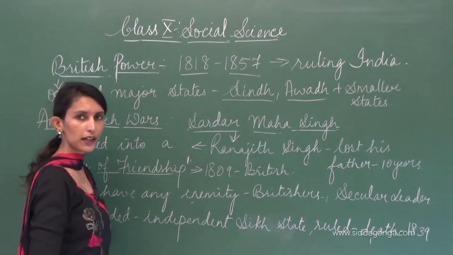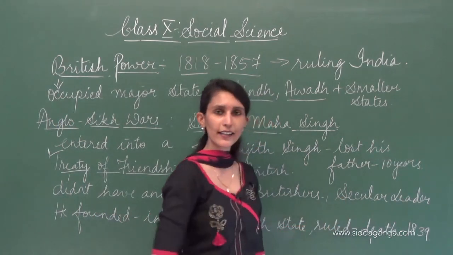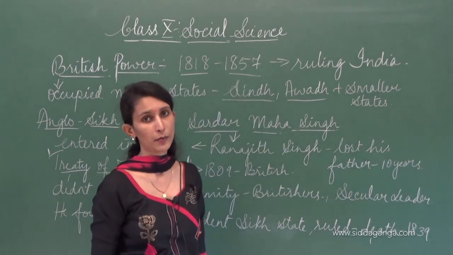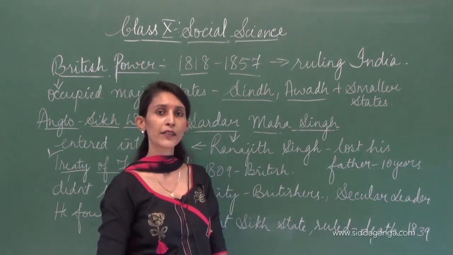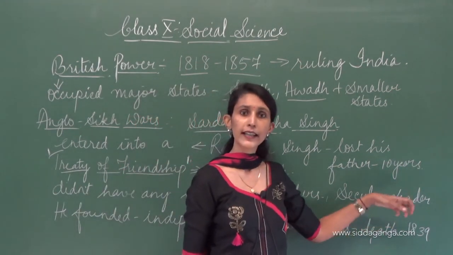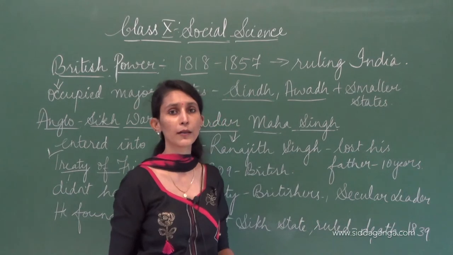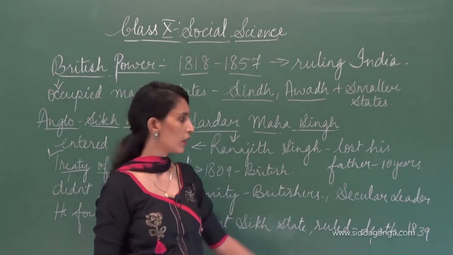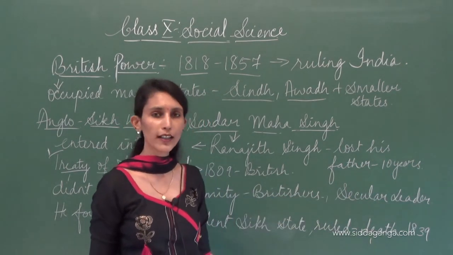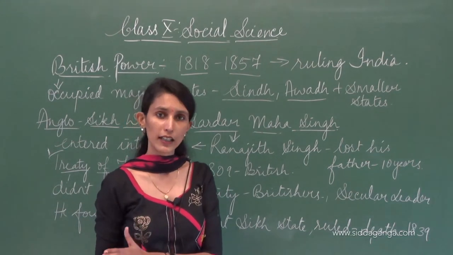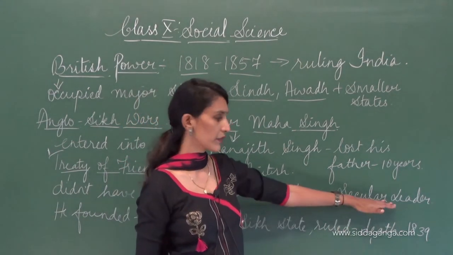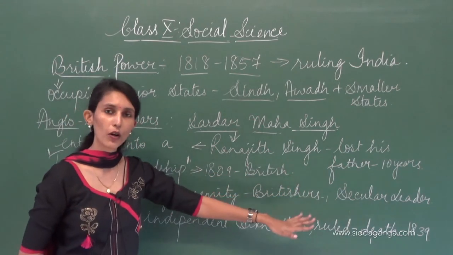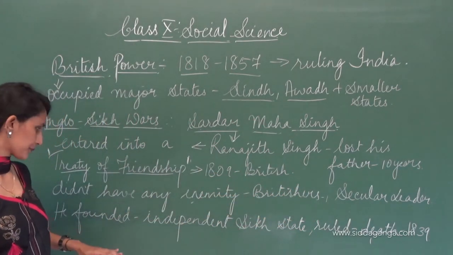They didn't have enmity with the British. And he was a secular leader. What I mean by secular is he accepted all the religions that were present at that point of time. He had people of all religions in his court. He was also trying to give them greater posts, posts of higher ministers who could lead his kingdom. He was a secular leader, open to all religions, not only to his Sikh religion. He was a Sikh person, and he was open to all religions. That's what I mean by secularism.